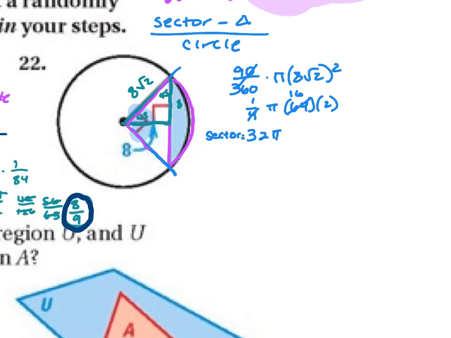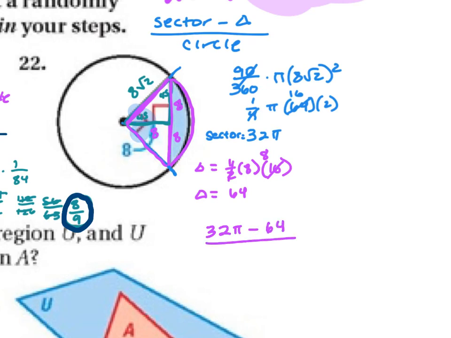So this is an isosceles triangle where the height was 8. This side length was 8 root 2. This side would also be 8, which makes the base 8 plus 8 or 16. So the triangle would be 1/2, 8 is the height, base is 16. So 1/2 of 16 is 8, and this makes 64. So the area of the sector is 32 pi minus the area of the triangle, which is 64. That leaves that little shaded region.